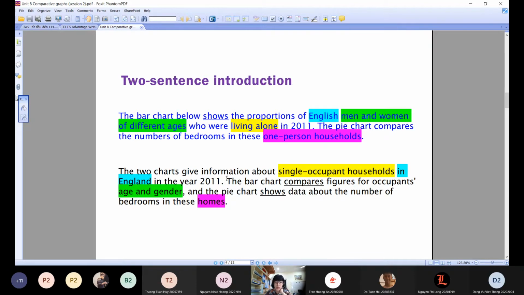So you always need to remember to restate or to paraphrase the words from the essay question in your own introduction. So paraphrasing once again.